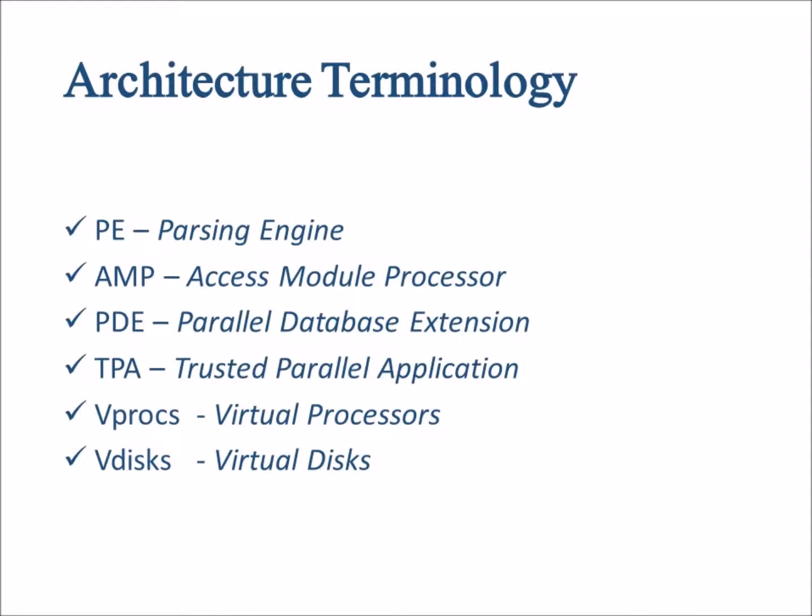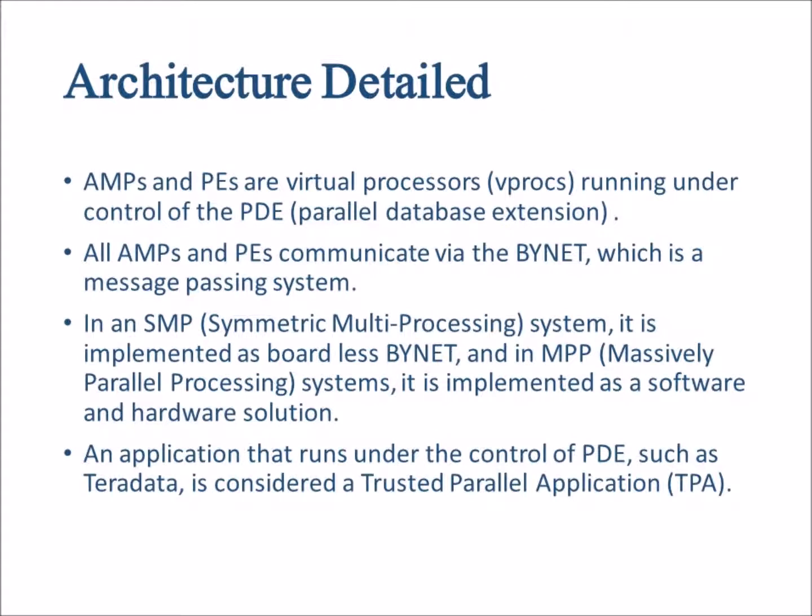To move ahead with the details of the Teradata architecture, let us first know some of the extensions of the terminologies that we are going to see in the slides ahead. PE stands for Parsing Engine, AMP stands for Access Module Processor, TPA stands for Trusted Parallel Application, PDE stands for Parallel Database Extension. PE, AMPs, BYNET and disks form the main unit of a node, and node is the main unit of Teradata architecture. AMPs and PEs are virtual processes that run under the control of PDE, Parallel Database Extension.